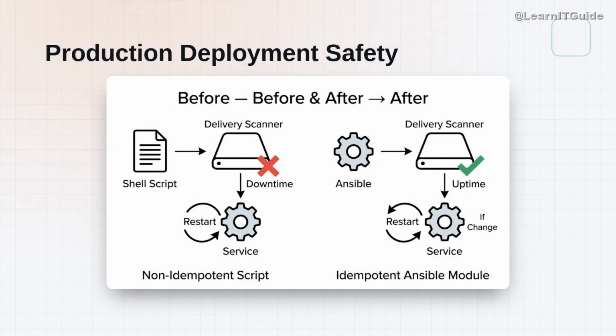Think about a logistics platform. They have thousands of scanners. If a bad update script restarts the service every time it runs, they lose connectivity during peak hours. By switching to idempotent Ansible modules, they ensure that services only restart when a configuration change actually requires it. This saves them hours of downtime every single week. That is the real power of this concept.